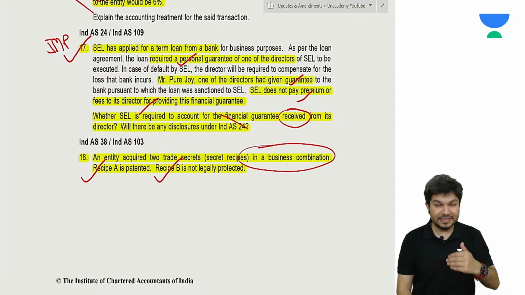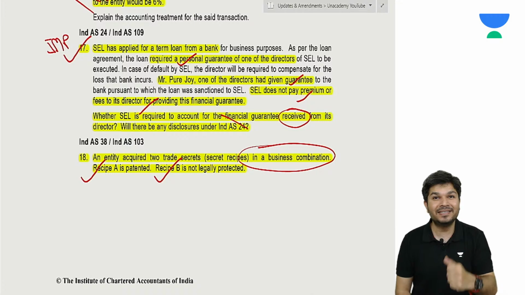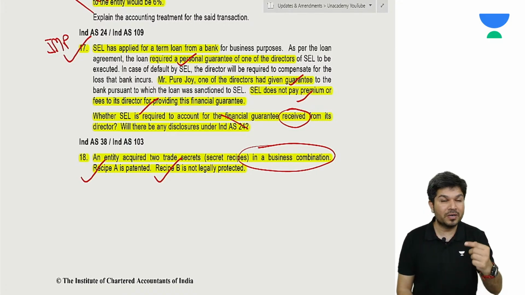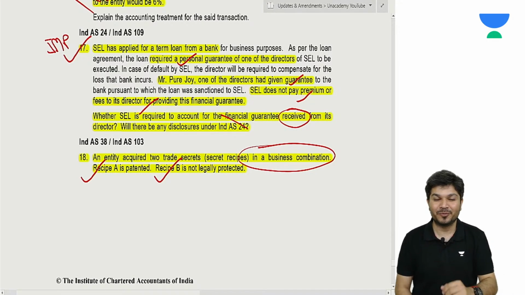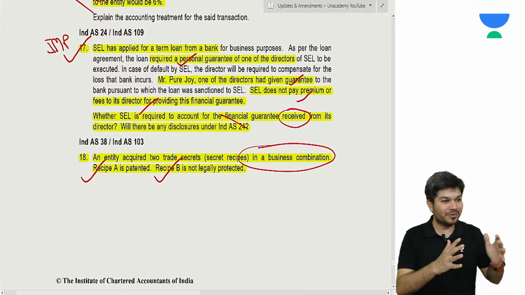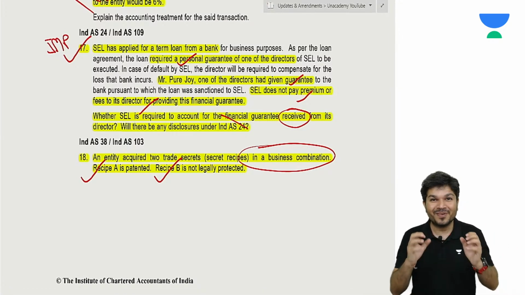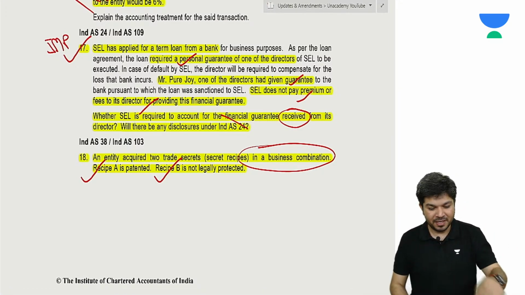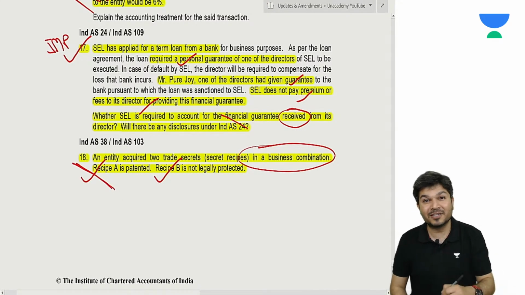Okay, so if an intangible asset is identifiable, we record it. When do I say it's identifiable? Either it meets the contractual legal criteria or it meets the separability criteria. So this one is patented, so it meets the contractual legal criteria.